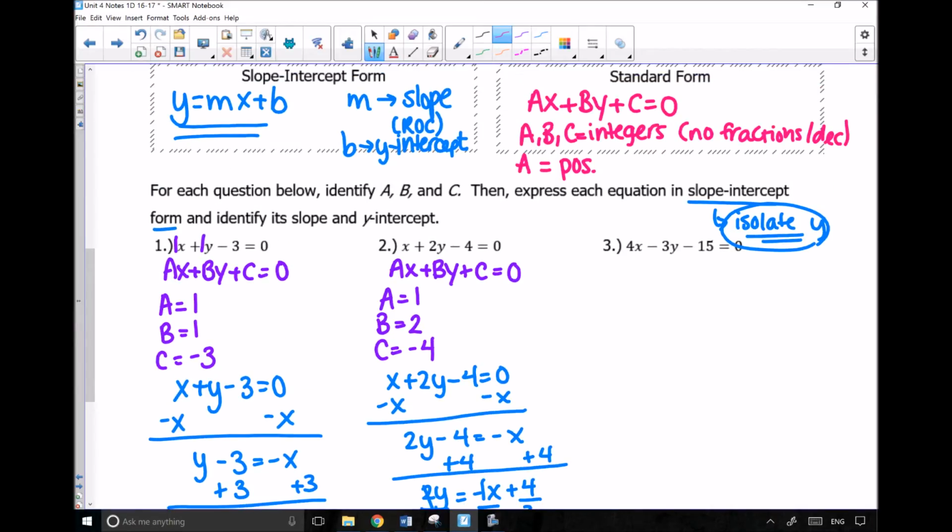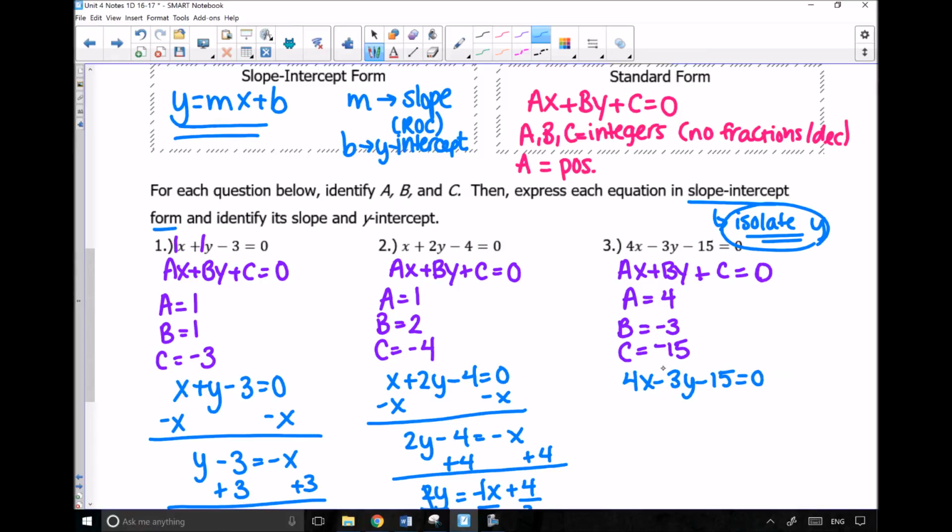All right, last one, number 3. Number 3 says 4x minus 3y minus 15 equals 0. So I can say that a is 4, b is -3, and c is -15. So how am I going to isolate the y? Well, remember when we did our equations unit, we said if the coefficient in front of the y is negative, we can add it to both sides to make it positive.